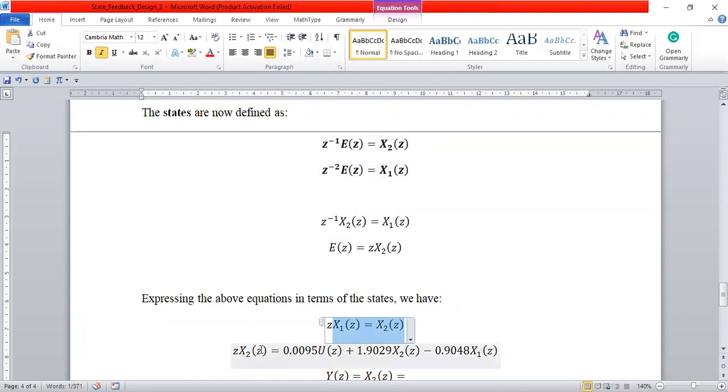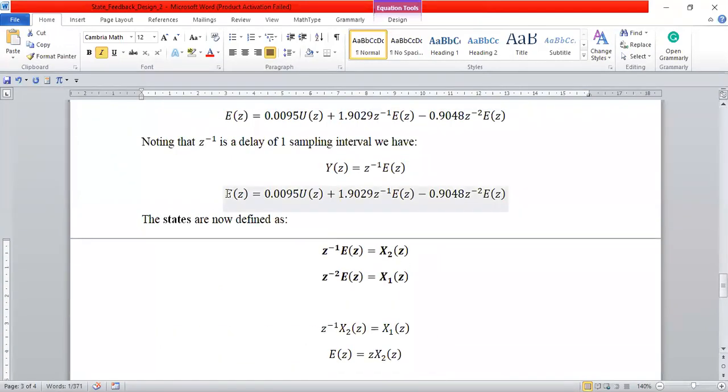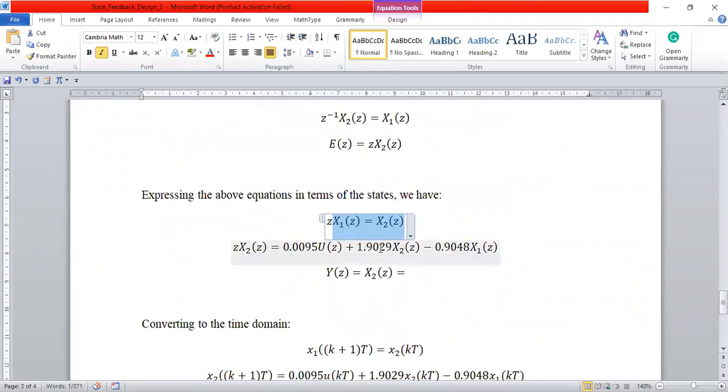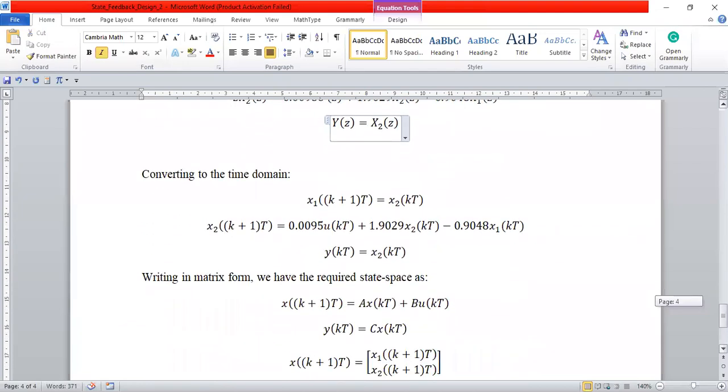Then for the second one, we are just using this equation and expressing it in terms of x1 and x2. You're going to arrive at this. You can just do it on your own. Then this is the last equation. Then you convert to the time domain. The reason we are converting into the time domain is because the state space is in the time domain, not in the z domain.